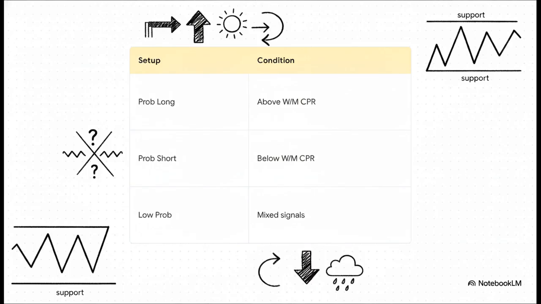But if your time frames are giving mixed signals, like say the daily is above the monthly but the hourly is below the weekly, that's a low probability setup. You should either size your position way down or just walk away entirely.